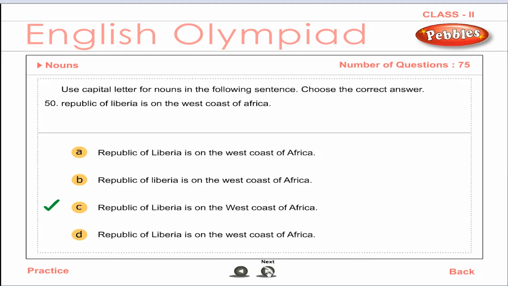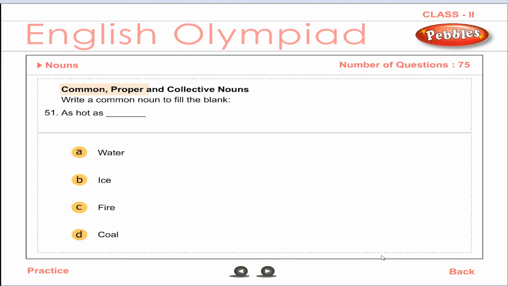Excellent. Common, proper, and collective noun. Write a common noun to fill the blank.